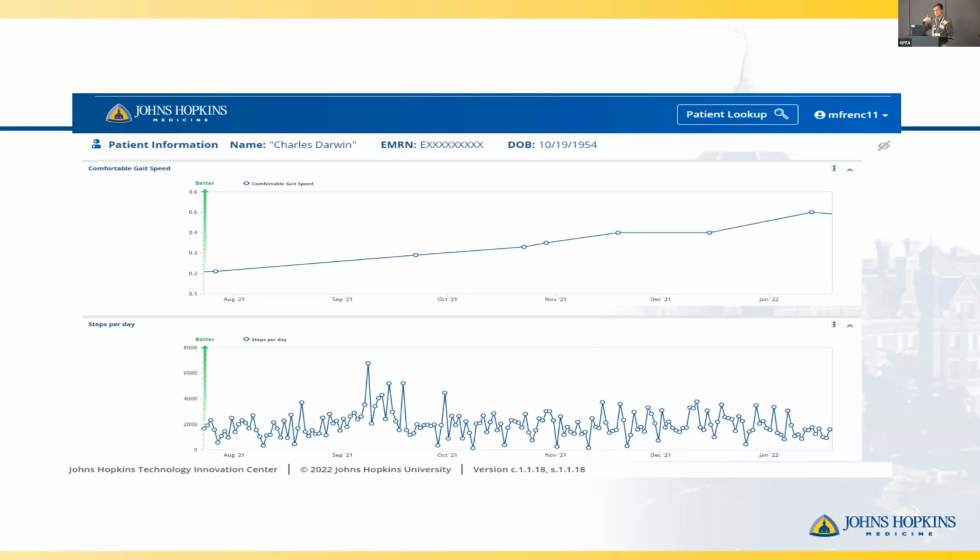And so we'd love to be able to display this to the clinicians who are interested in seeing, okay, how's my patient been doing over the last month, even if I haven't seen them in the clinic?